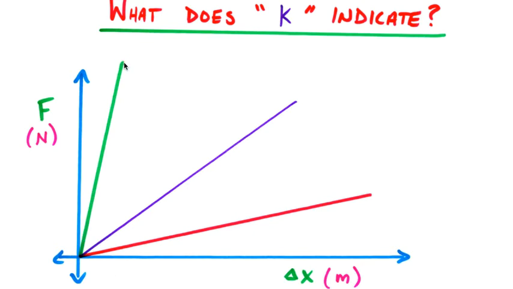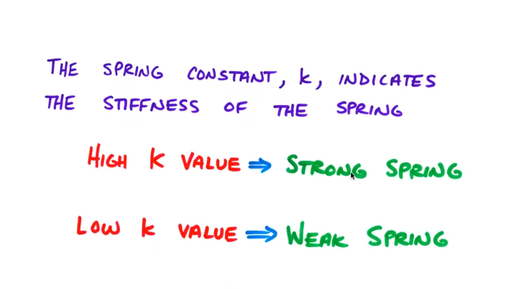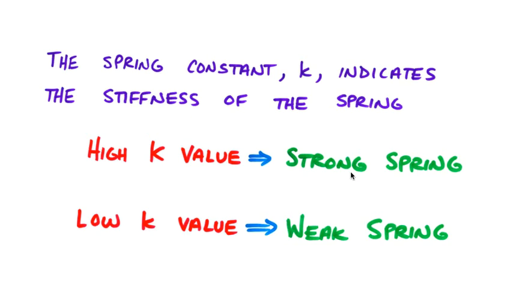That would tell you that this is a very, very strong spring, and very high forces are not going to stretch this spring very far. So hopefully you can tell from looking at these three sets of data that the spring constant K pretty much indicates the stiffness of the spring.